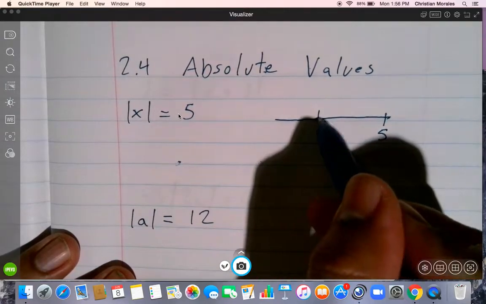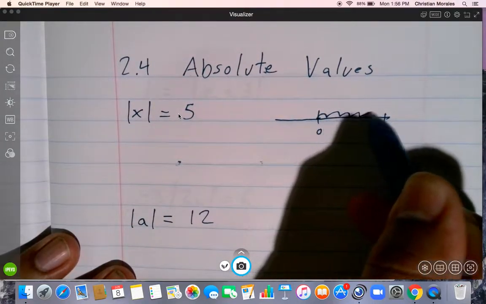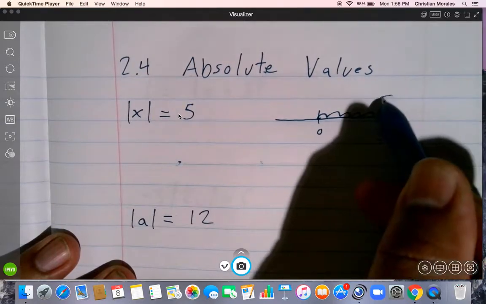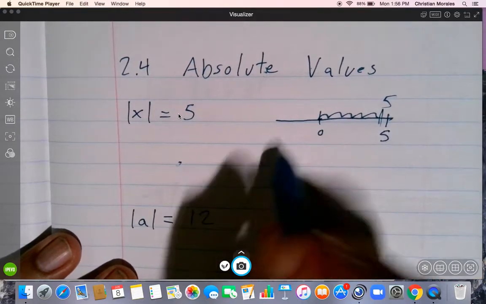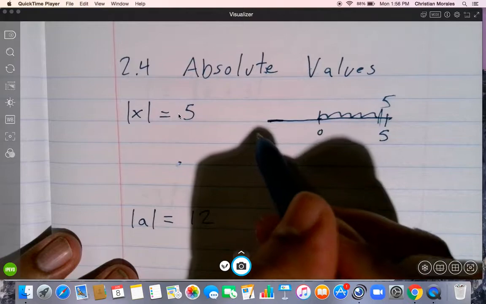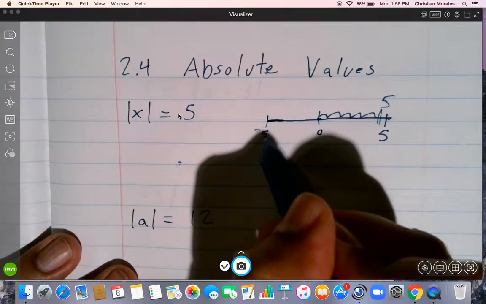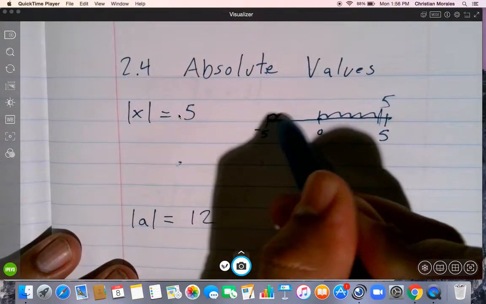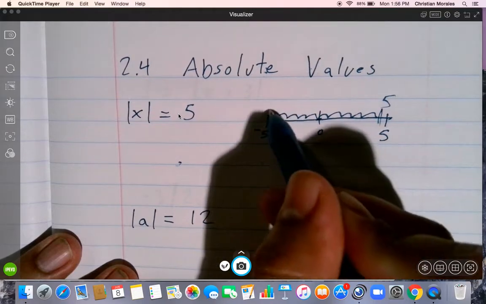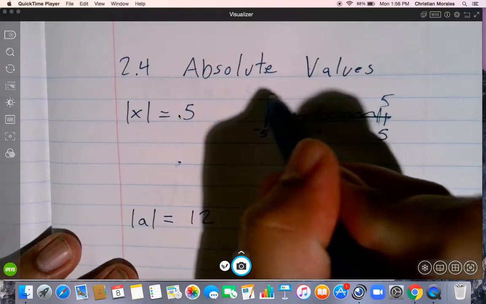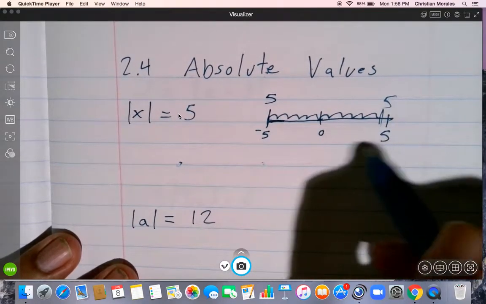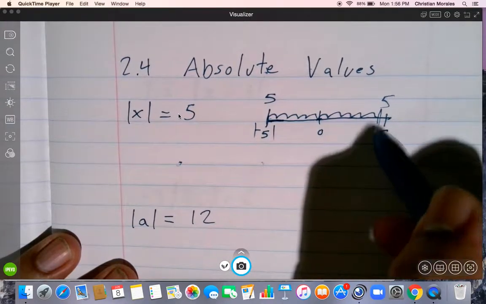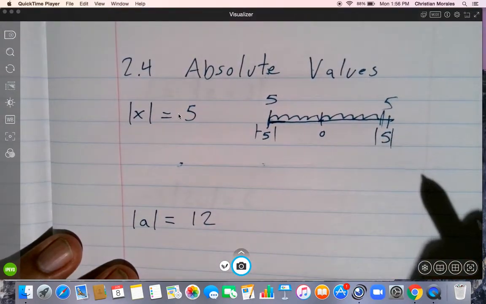So you would count the spaces: 1, 2, 3, 4, 5. So the absolute value is just 5. Now here's the other thing. If you put a negative 5 in here, it's the same distance: 1, 2, 3, 4, 5. So both numbers would have a distance of 5, so both numbers would have the same absolute value, 5.